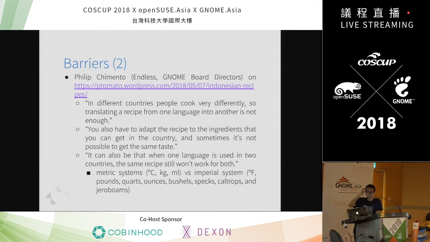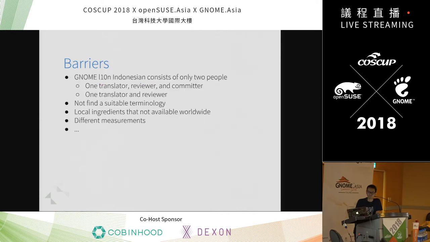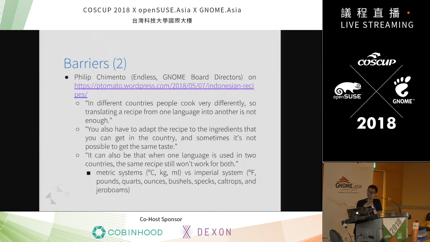And lastly, I was also discussing with Philip Chimento, who is also a GNOME board director. He said that in different countries, people cook very differently. So translating a recipe from one language into another is not enough. You also have to adapt the recipe to the ingredients that you can get in the country. And sometimes it's not possible to get the same taste. So that's why we cannot find suitable terminology, and the local ingredients are not available in the world.